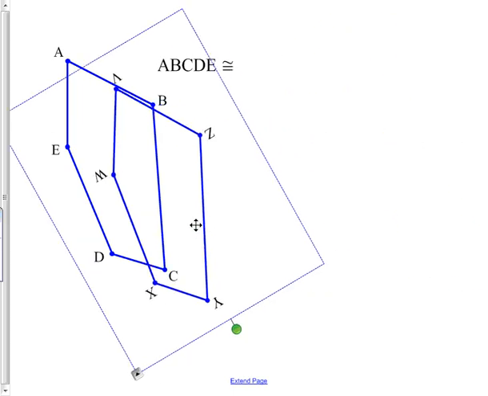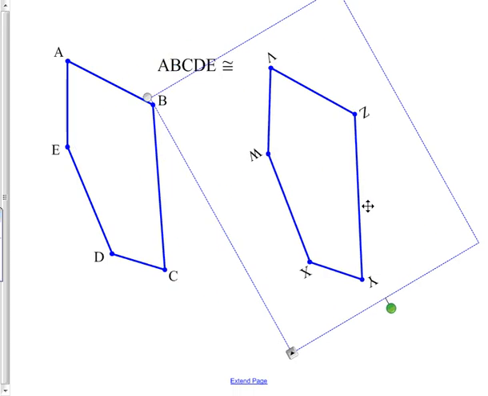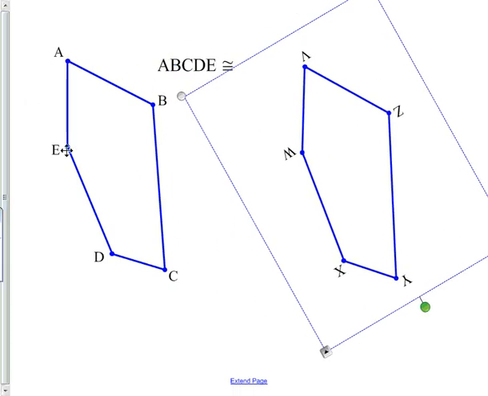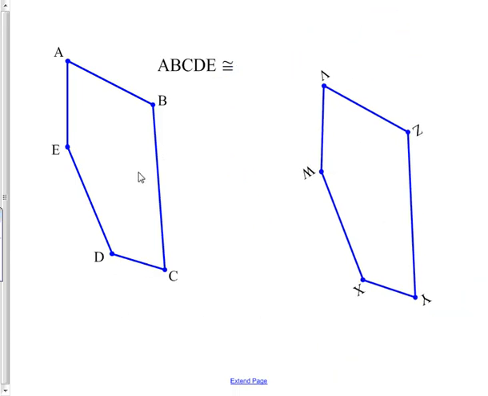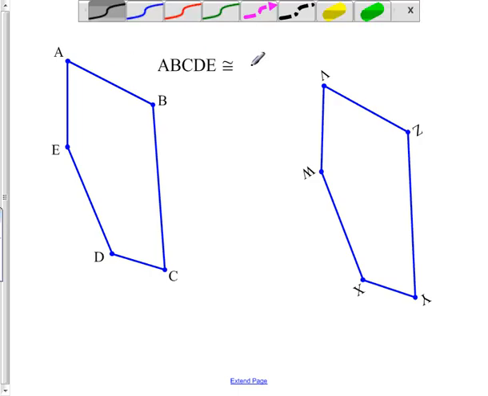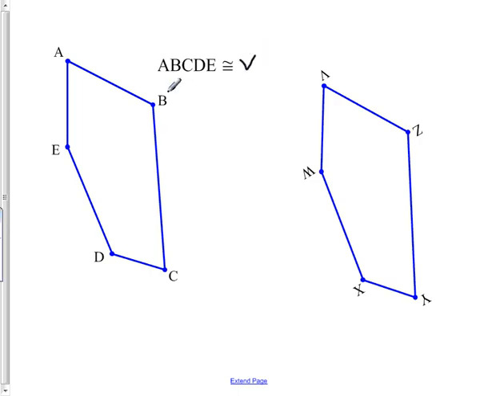And so it looks like it'd be like that maybe. It looks like the A is going to match up with the V, the E with the W, the D with the X, the C with the Y, and the B with the Z. Otherwise, you could measure the sides and then line them up that way. So A goes with V, B goes with Z, C goes with Y, D goes with X, and E goes with W. So the correct order here is V, Z, Y, X, W. And that's one right way to write this congruent statement.